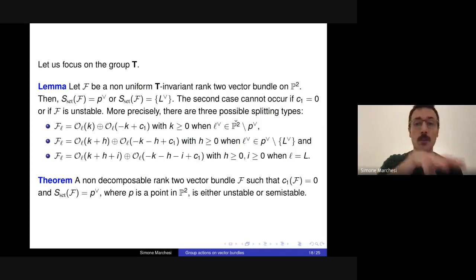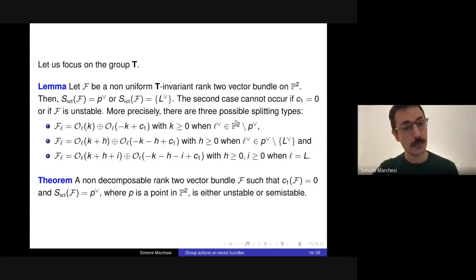And because of the invariance, we can see that we have two possible descriptions of the locus of jumping lines set theoretically. Either it is a line given by the dual of the point that we fixed in a flag, or it is the point given by the dual of the line that we fixed in a flag. Moreover, the second case cannot occur. We just cannot have one jumping line if the first Chern class is equal to 0, or of course of the normalized bundle, or F is unstable.